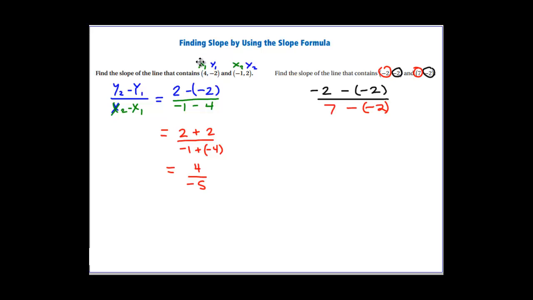And now we can go through our steps for subtracting integers. -2 minus a -2 would be the same as saying -2 plus a +2, and 7 plus a +2. When we solve that, -2 plus 2 is 0, and 7 plus 2 equals 9, so we have a slope of 0 over 9. So those are two ways that we can use a slope formula for situations where we're given some coordinates.